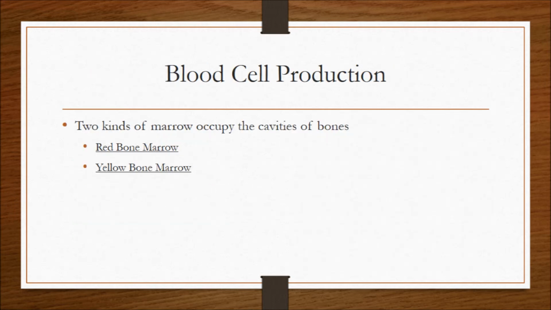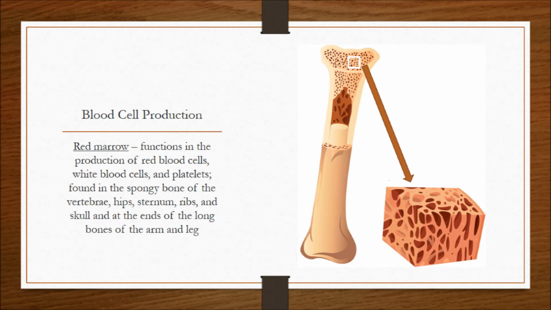Finally, we'll talk about the bone marrow. There are 2 kinds of bone marrow. There's red marrow and yellow marrow. Red bone marrow is where blood cell production takes place. It produces red blood cells, white blood cells, which helps you if you get sick, and platelets, which is what helps your blood clot if you get cut. As mentioned earlier, it's found in the spongy bone.